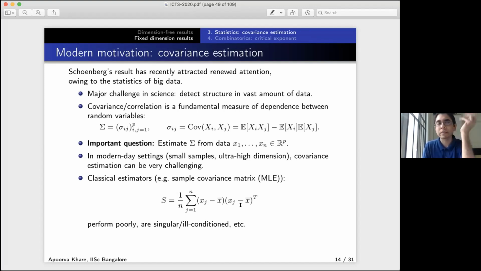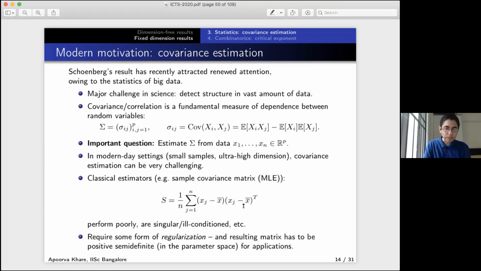Also, they may not have any kind of sparsity in their structure. They may not be zeros, because when you take measurements, it's noisy. But of course, you might expect from your model that many random variables are independent or conditionally independent, and so you should expect to see lots of zeros, and you don't. So that's why these kinds of matrices require some form of regularization. You have to clean up the matrix or improve its properties.